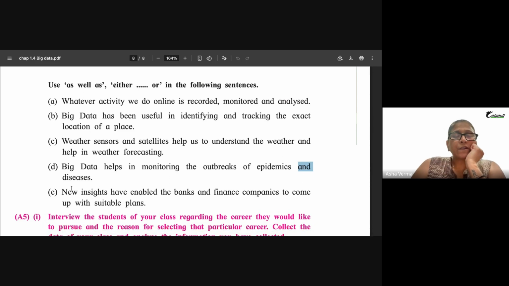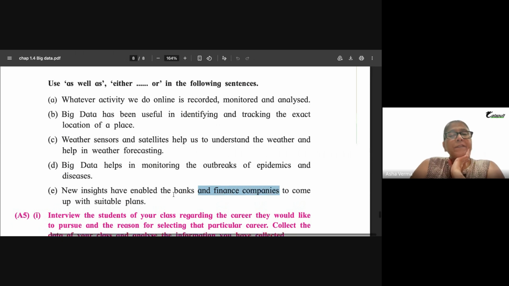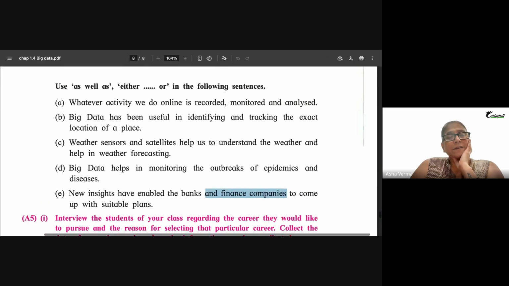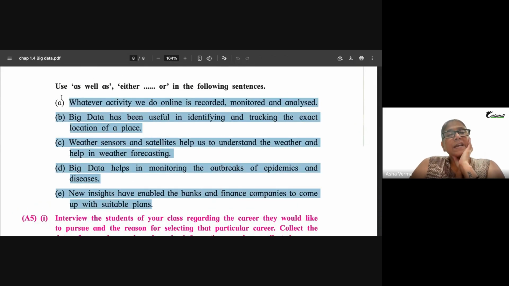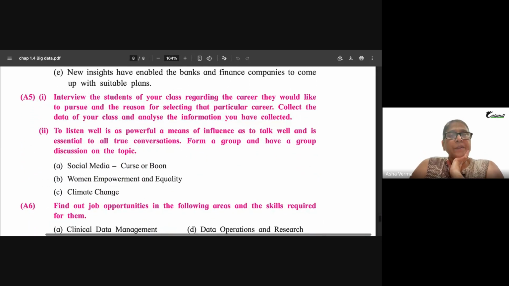New insights have enabled the banks as well as finance companies to come up with suitable plans. So this is how you can rewrite these sentences using as well as or either or. Now these are two listening tasks.